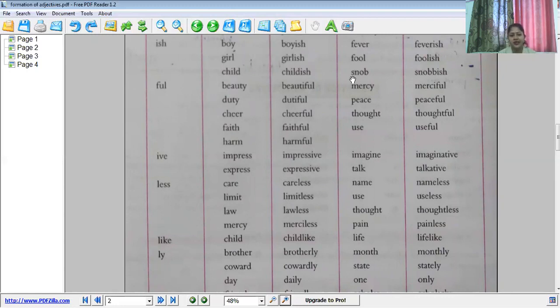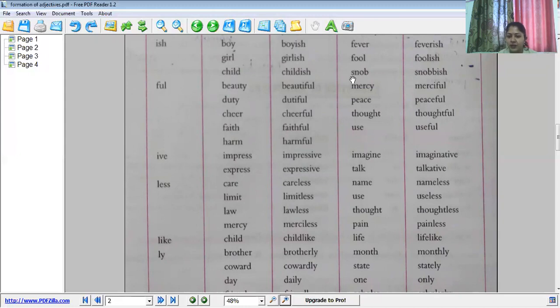Now, when do you use less? You use full, also you use less also. Less you use in cases like care, careless; limit, limitless; law, lawless; mercy, merciless; name, nameless; use, useless; thought, thoughtless; pain, painless. Okay.